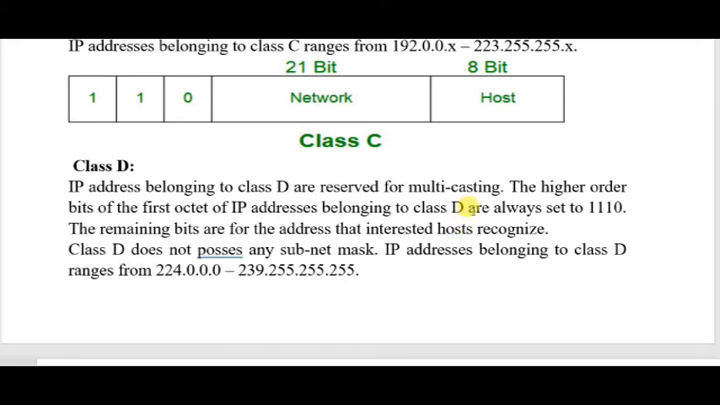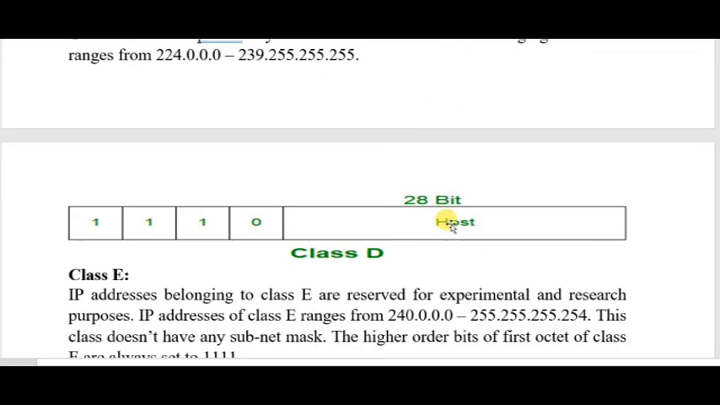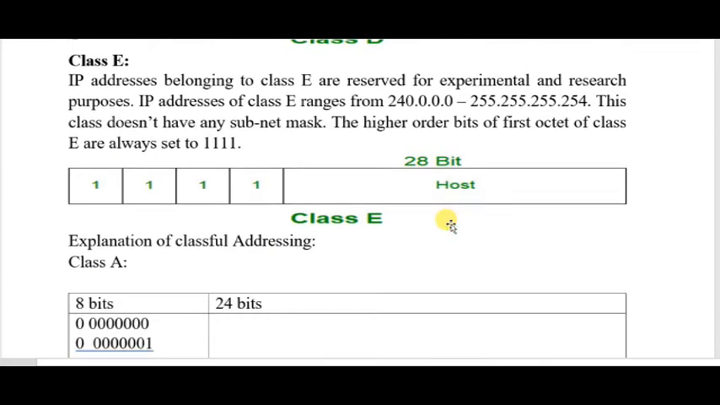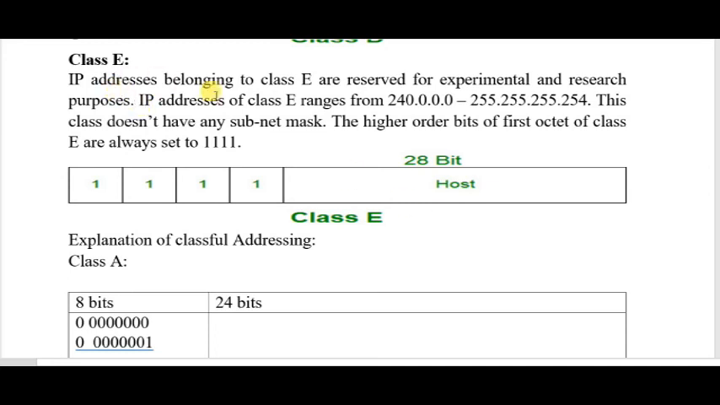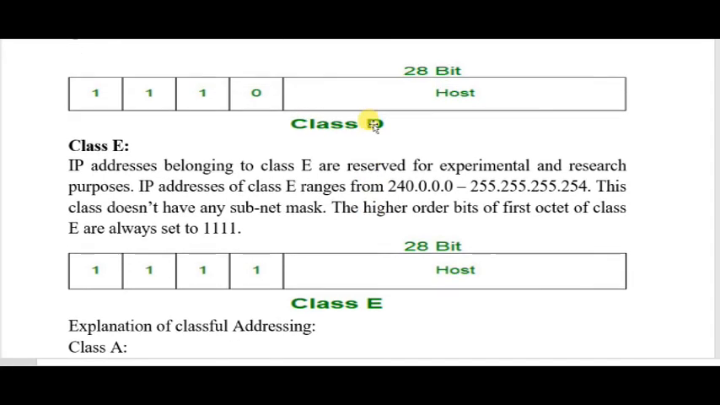The last one is class E. Class E is reserved for experimental and research purposes, and as the end address is 255, we ended class D at 239. So we'll start here from 240 till 255. The range of class E IP addresses will be from 240.0.0.0 to 255.255.255.254. This class doesn't contain any subnet mask.